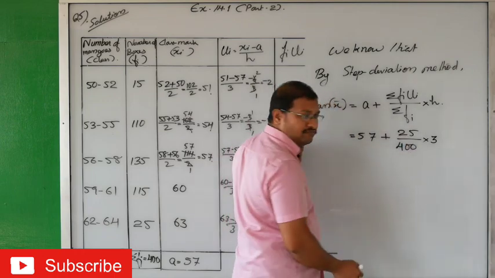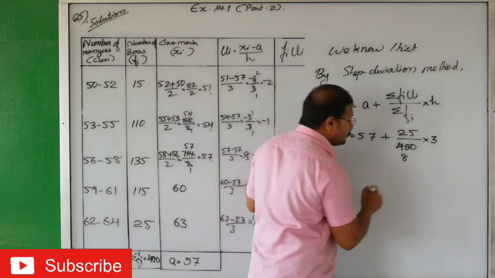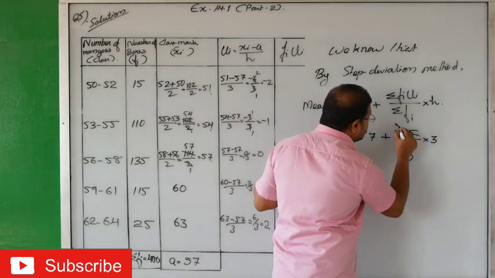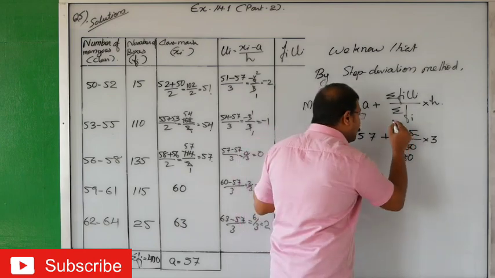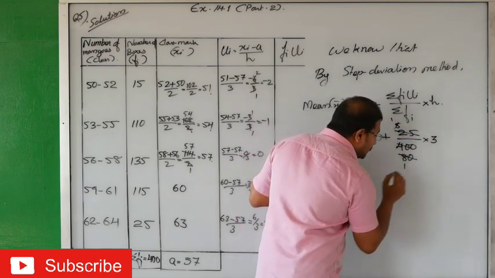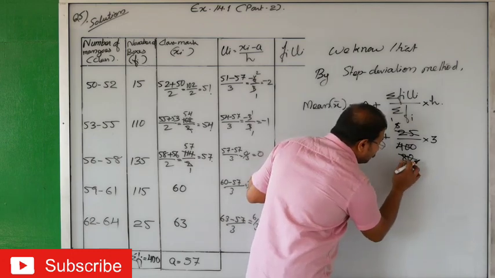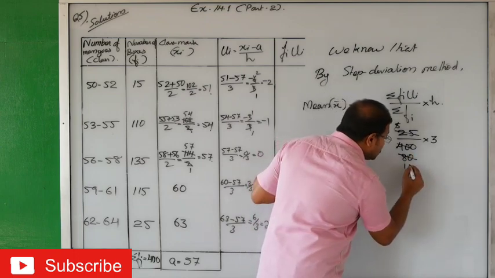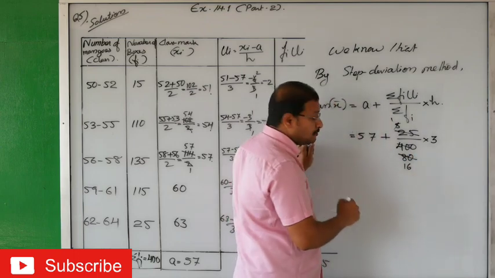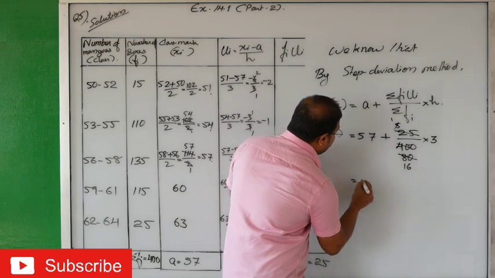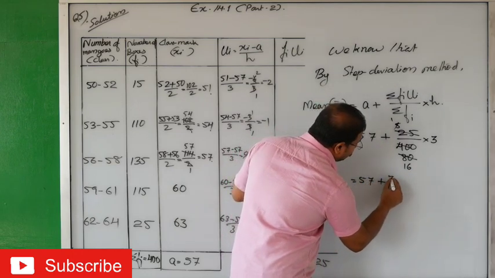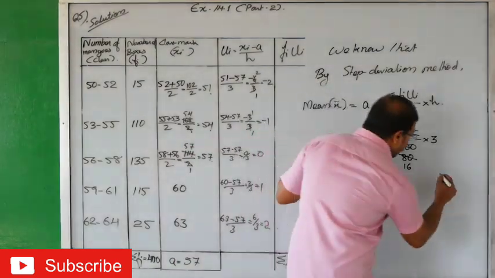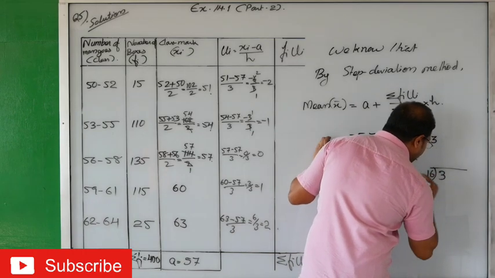Ready? Now what will you do? We'll cancel by 5. 8 5s are 40. That means 8 and this 0. Now by 5, 5 5s are 25. Now again by 5, 1 5 is 5. Now the balance is 3, because from 8 we took 5. 3 means 30. 6 5s are 30, isn't it? So we got 16. That means we'll write 57 plus 3 by 16. Is it okay?